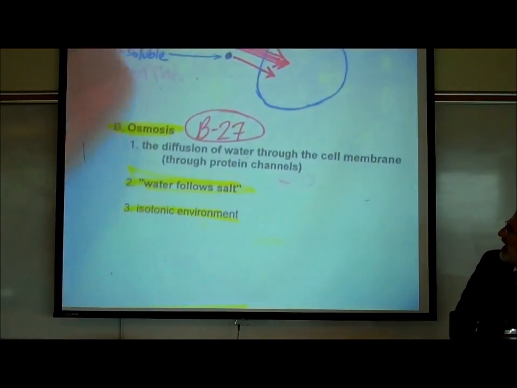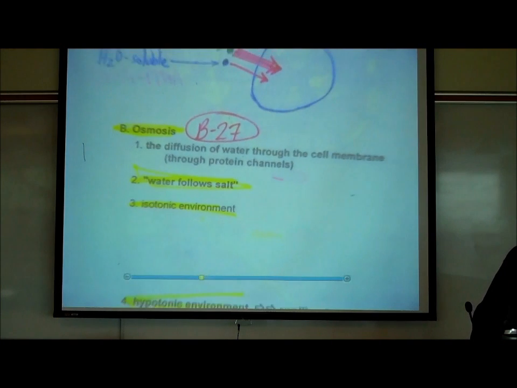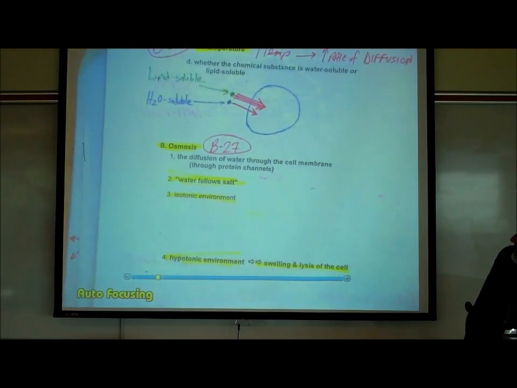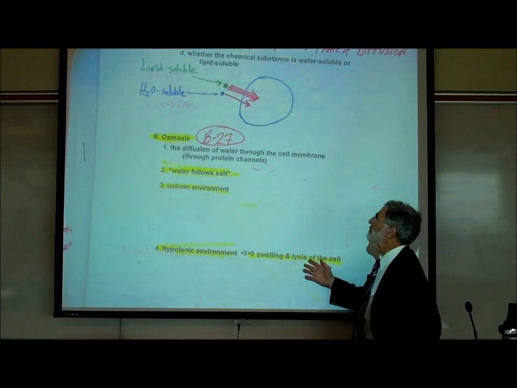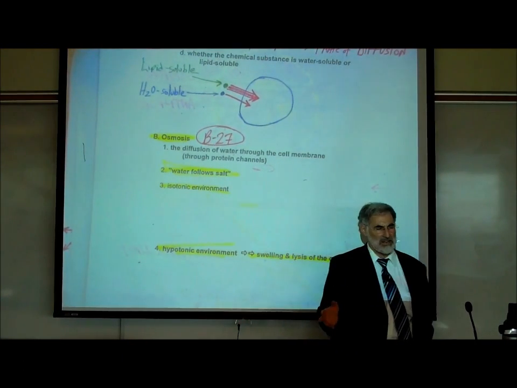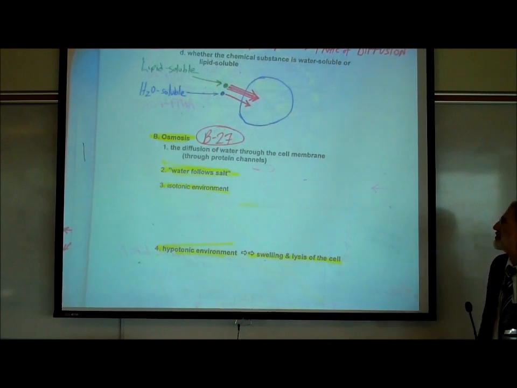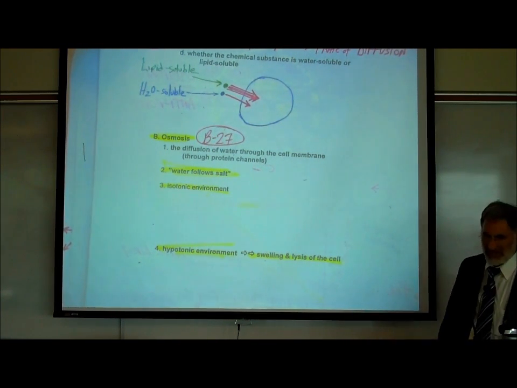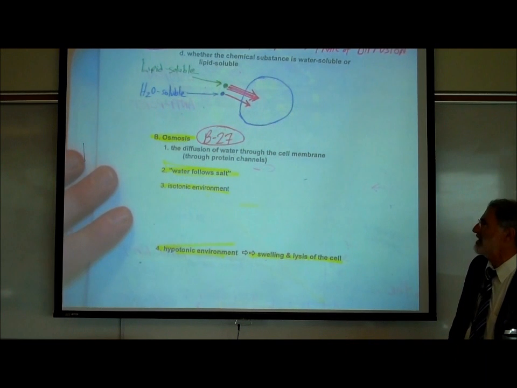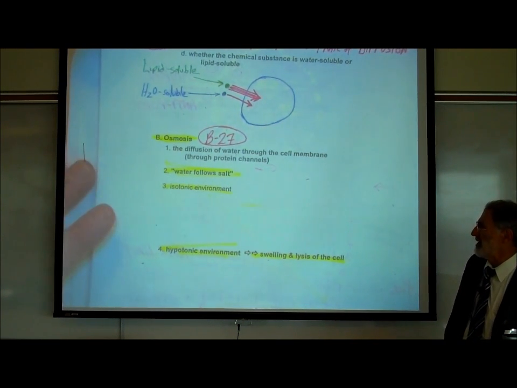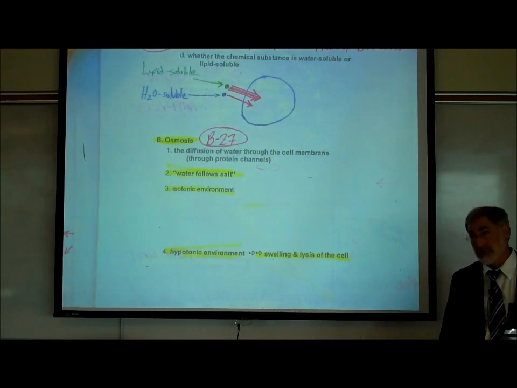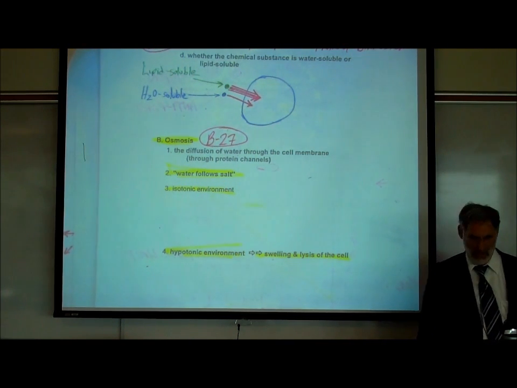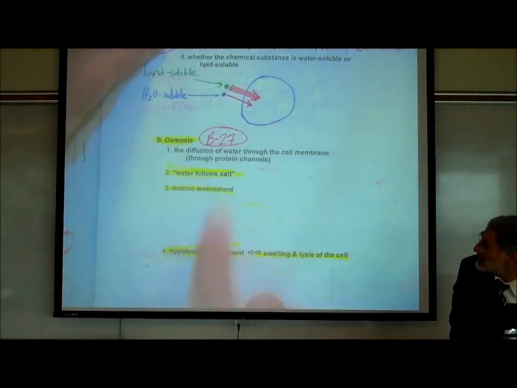So let's summarize what we've said about osmosis. On B27. So osmosis is simply the diffusion of water through the cell membrane. The water does tend to flow through protein channels. Some of it can very slightly even get through the fatty membrane, because water is a small molecule. There's a general rule that water follows salt. You'd say, what does that mean? All right, well, I'll explain this expression, water follows salt.